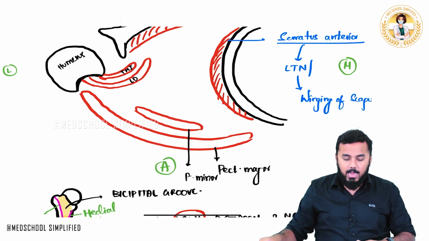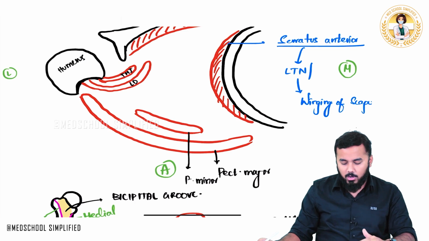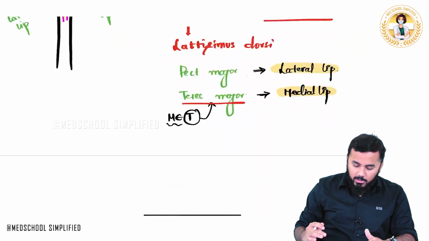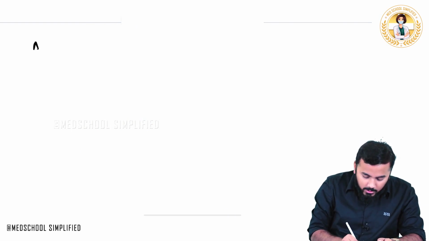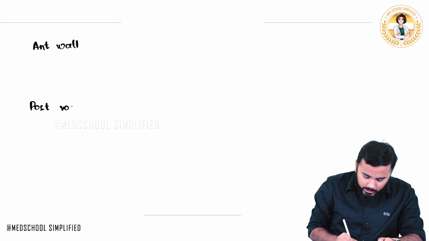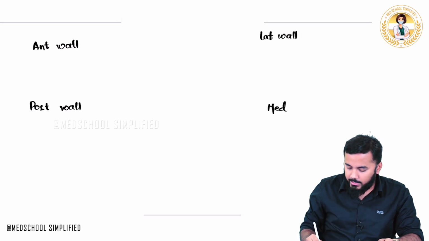Okay, so these are the so-called borders which we have to discuss, guys. First of all, let us write down all these things here. Let us write down anterior wall, posterior wall, lateral wall, and medial wall.